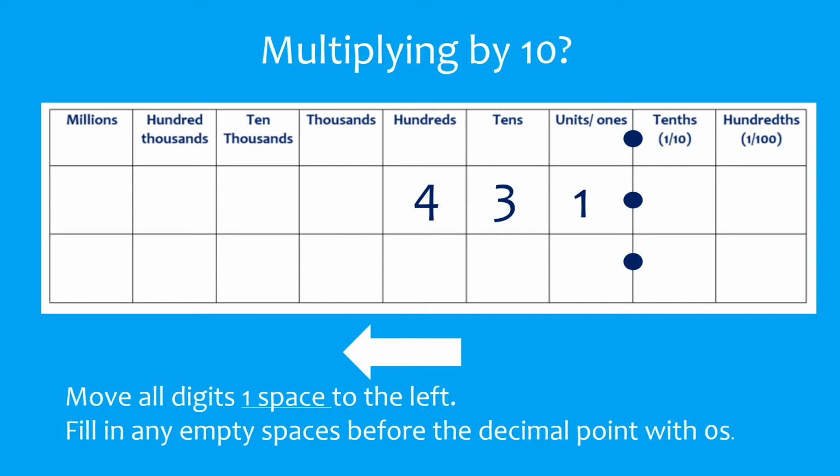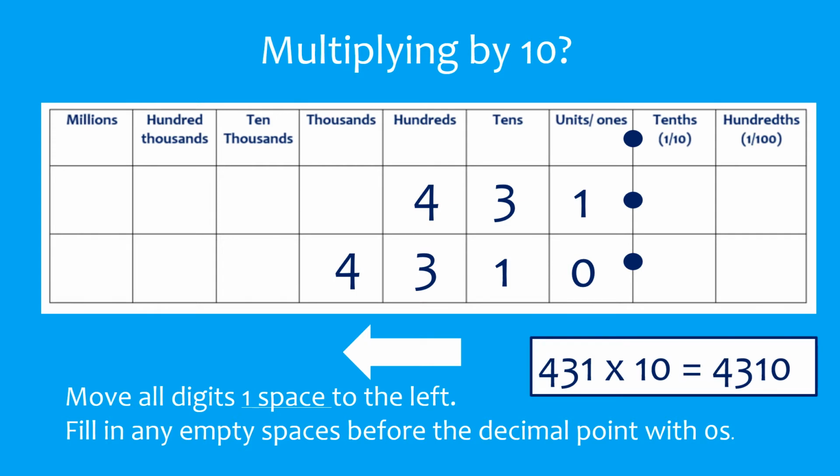So we've seen this place value chart before, and if we're moving everything one space to the left, hundreds will become thousands, tens will become hundreds, and ones will become tens. Like this. We fill any empty spaces with a 0 so that we keep the same size number. And so 431 times 10 is 4,310.